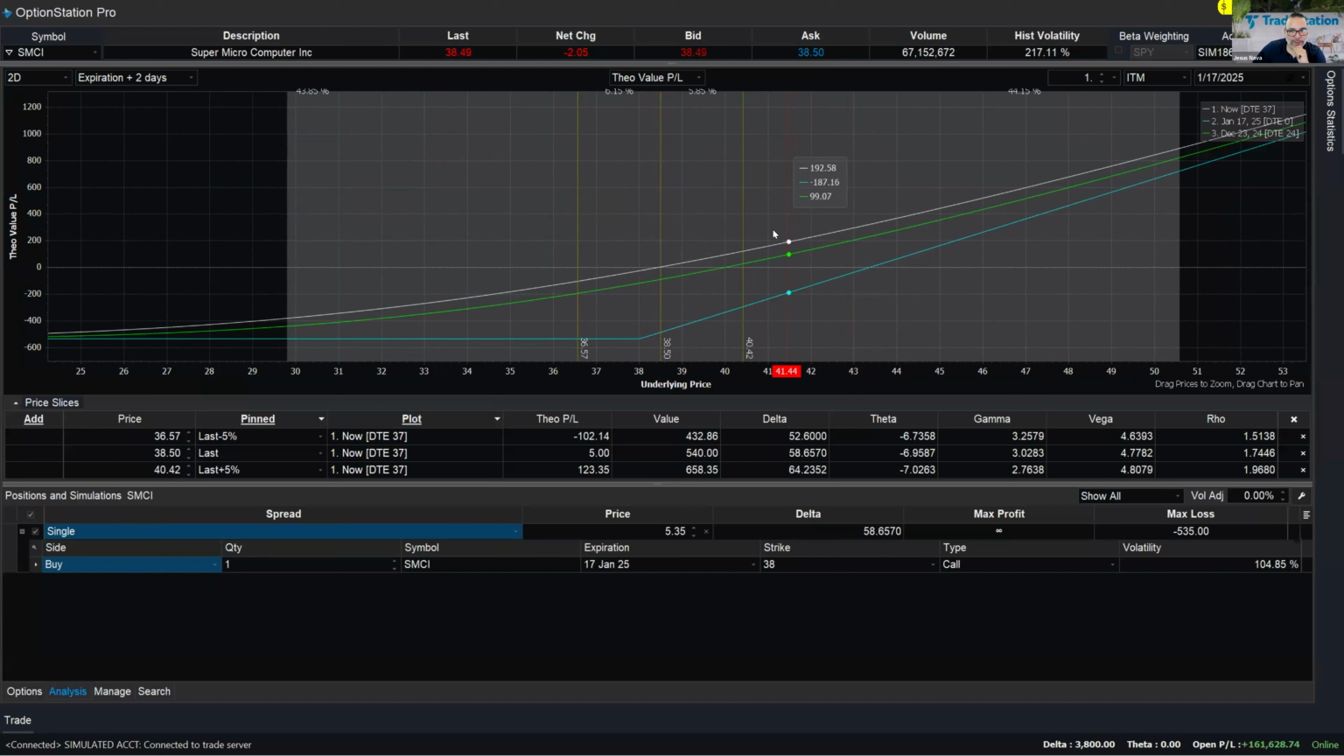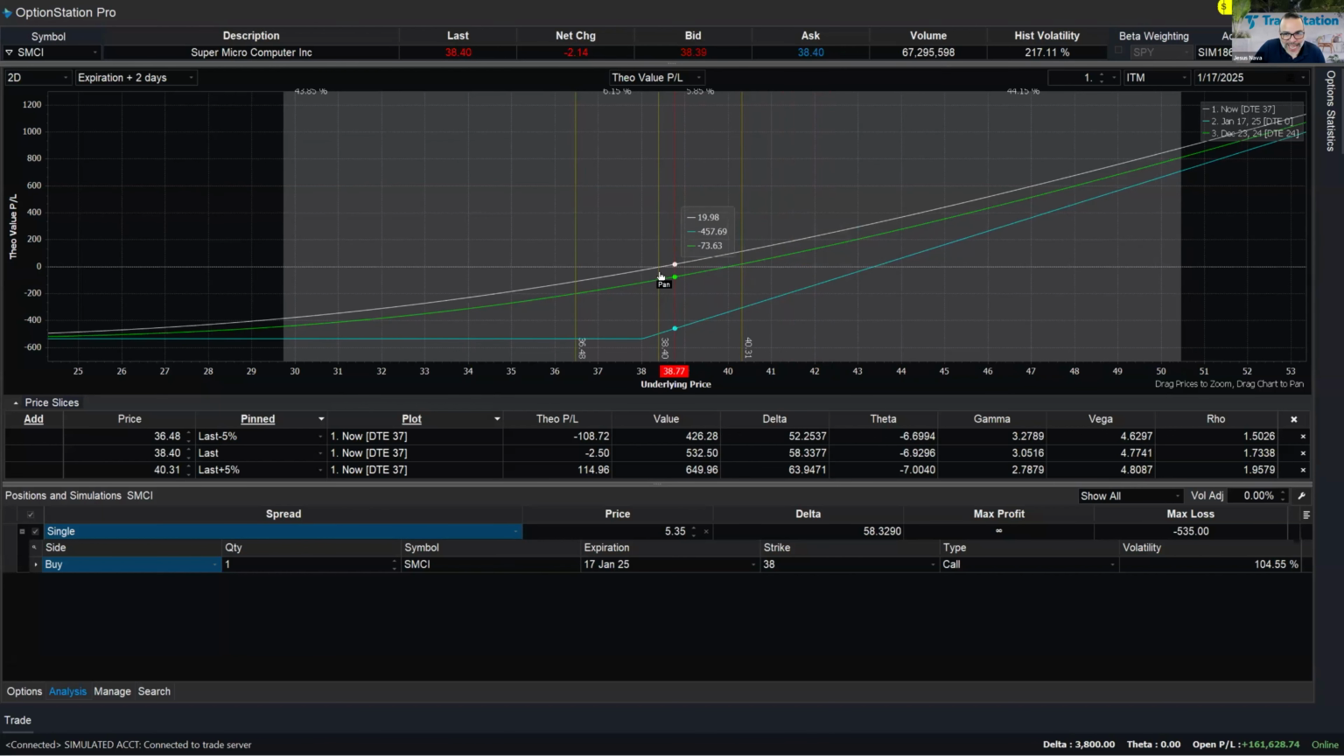Where does it need to go? Well, it's exactly where that white line crosses over the zero line. The zero line is right here. As soon as it crosses the zero line, you're in positive territory. So yes, at expiration, the price of the underlying needs to be above $43, but there is time value in the position that accounts for some of that.